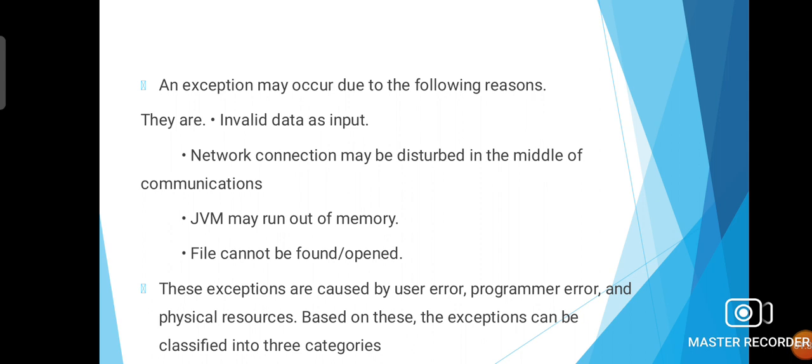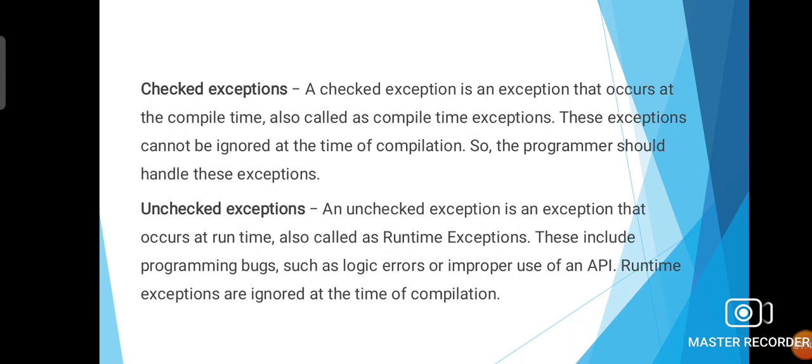Based upon this, exceptions can be classified into three categories. First one is checked exceptions. A checked exception is an exception that occurs at compilation time. It is otherwise called a compile time exception. These exceptions cannot be ignored at the time of compilation, so the programmer should handle them. Unchecked exceptions are exceptions that occur at runtime, so they are called runtime exceptions. These include programming bugs such as logic errors or improper use of application programming interfaces. Runtime exceptions are ignored at the time of compilation.